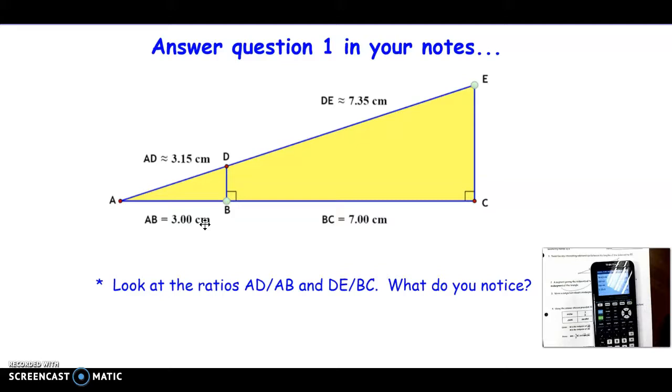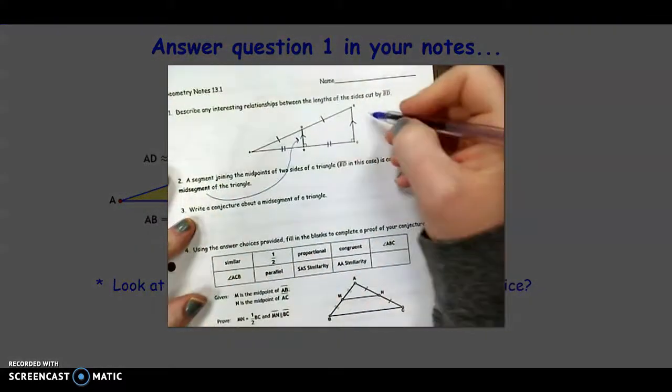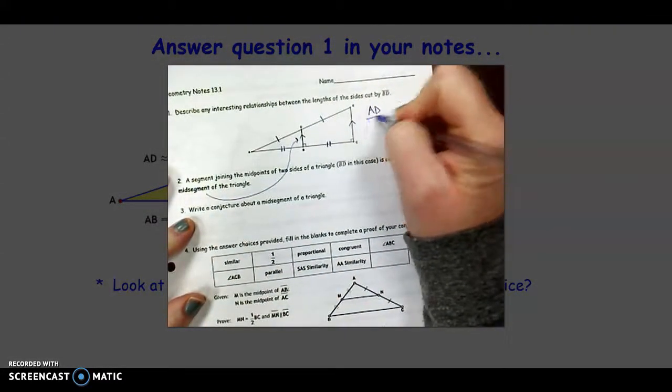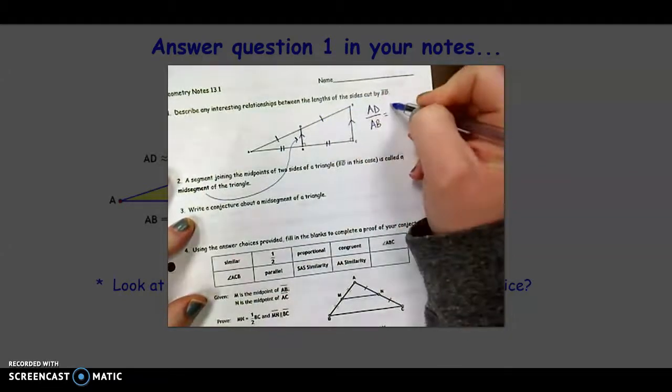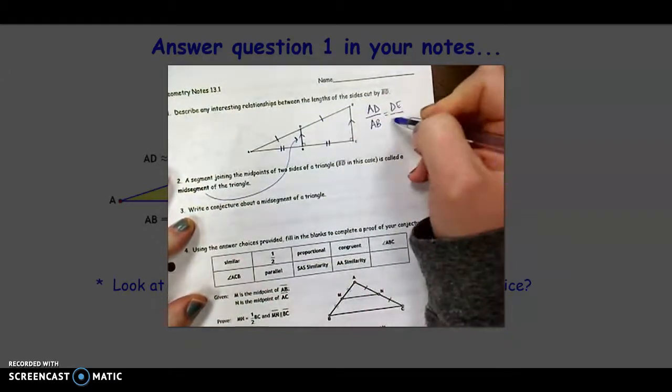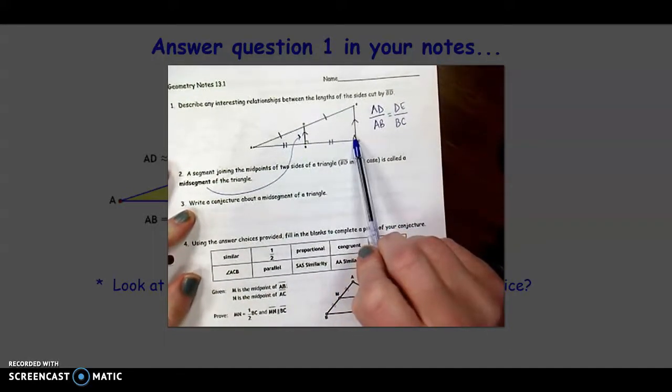I'm going to do the same thing for the ratio DE over BC. So that would be 7.35 over 7. Notice it is also 1.05. So these ratios are equivalent to each other. So that is another interesting relationship that you can add to number 1 on your notes. The fact that AD over AB is equal to DE over BC. And again, that's only true because of this parallel relationship that exists here.